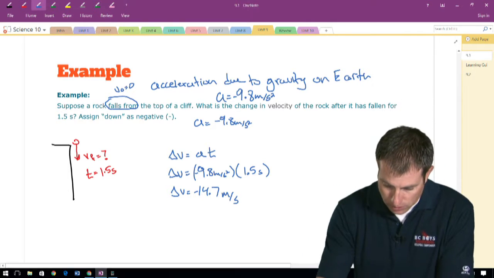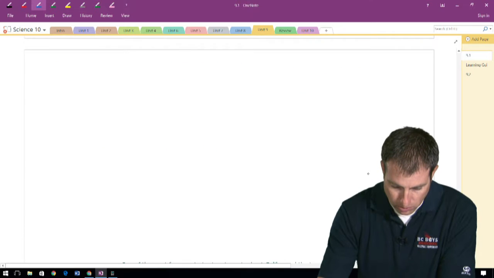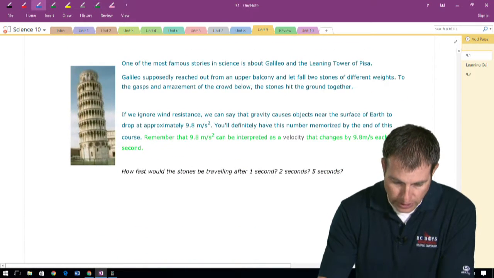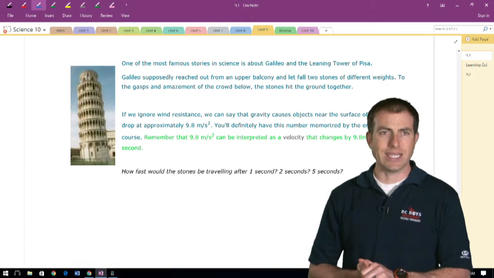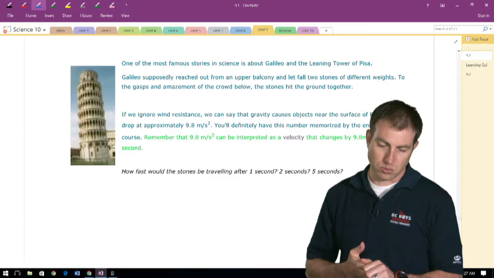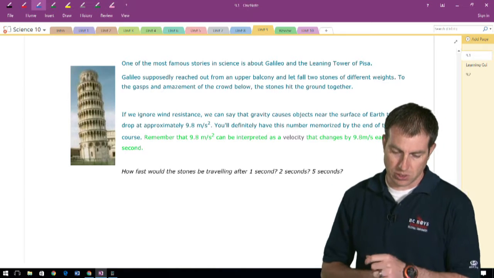All right, so let's look at a couple more examples here and then we'll finish for the day. One of the most famous stories in science is about Galileo. Galileo Galilei. That's quite a handle. It was a weird name. Lots of weird names in history.